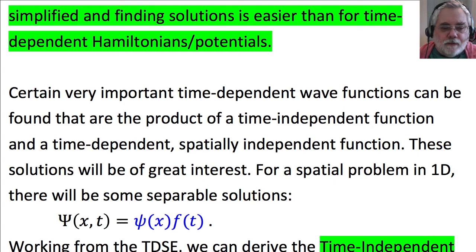For a spatial problem in one dimension, there will be some separable solutions where capital psi of x and t equals the product of a spatial wave function, lowercase psi of x, times a function of time alone. We generally will use capital psi when we're talking about a wave function with its time dependence, and we will use lowercase psi for the wave function without its time dependence. So at fixed time, t equals 0. Note that f of t is independent of position.